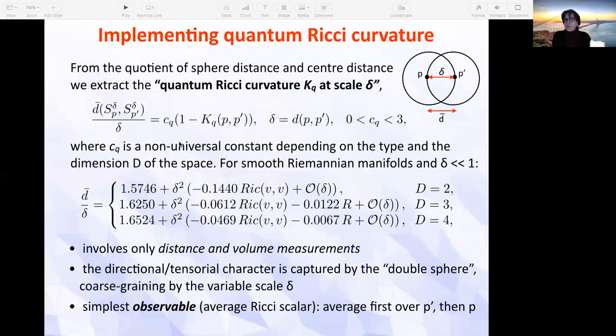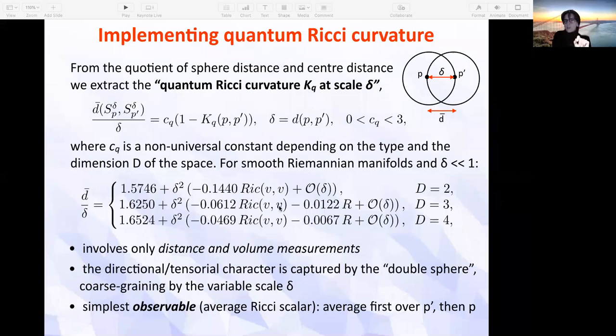The quantity we evaluate is the quotient of the distance between the spheres and the distance between the centers. Classically, what one finds is a lowest order term, which is a constant, plus a correction term proportional to delta squared, which contains the curvature. It's quite clear for dimensional reasons that it has to be like that. If you make the computation in the continuum for infinitesimal spheres on a Riemannian manifold, say in Riemann normal coordinates, the result is exactly of the form I just told you, with constants that depend on the dimension and a correction term that knows about the Ricci curvature, where v is the vector pointing from the center of the first sphere to that of the second.